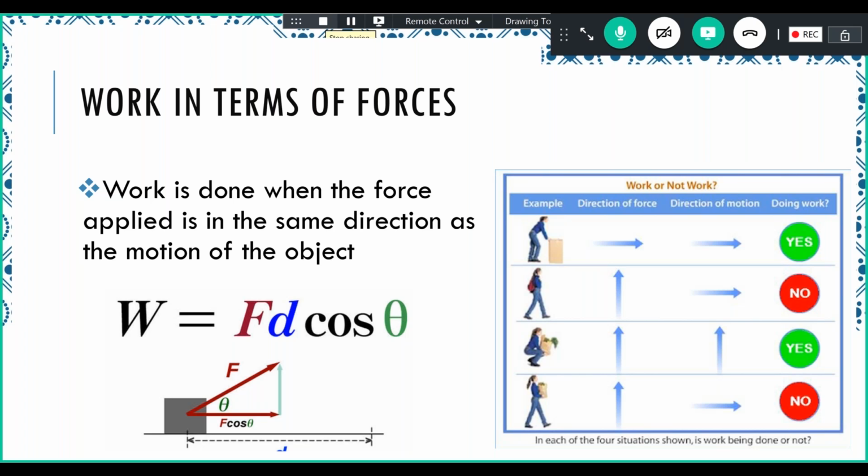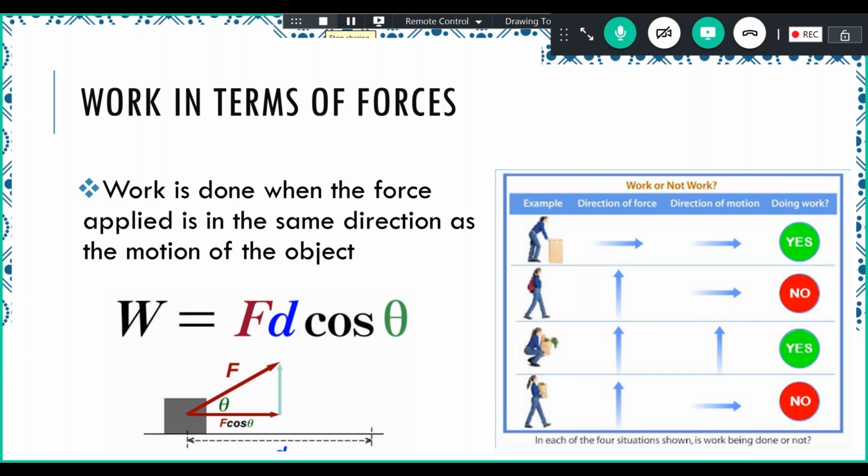And the d is not distance, it's displacement. So distance can be how many miles you travel. Say you travel 3,000 miles, but you end up doing a circle, so you actually end up in the same place. You may have done 3,000 miles in distance, but in displacement you actually did 0 because you ended up back at the origin. Displacement is how far you are from the origin, where you started from.